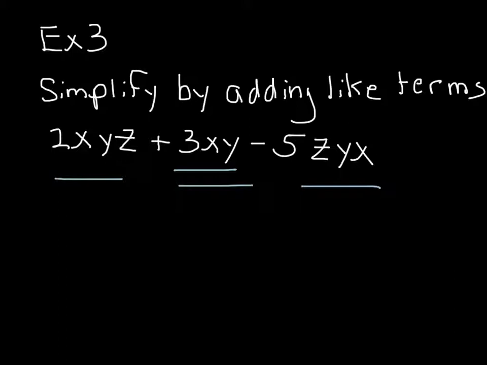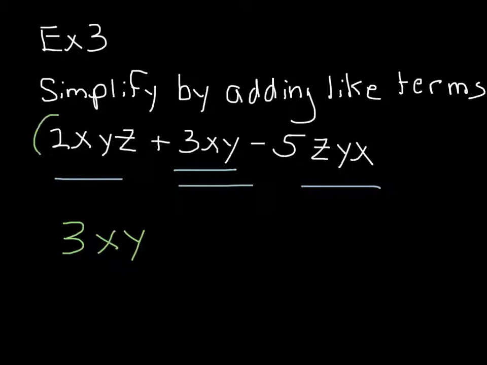This one that I just underlined with 2 lines is an XY. The other 2 are XYZs. Now, I'm going to simplify by adding like terms. This time I'm going to do the 2-liner first. It doesn't matter. So I cannot combine it with anything else, so I just have the 3XY. Now I'm going to combine the 1-liners.